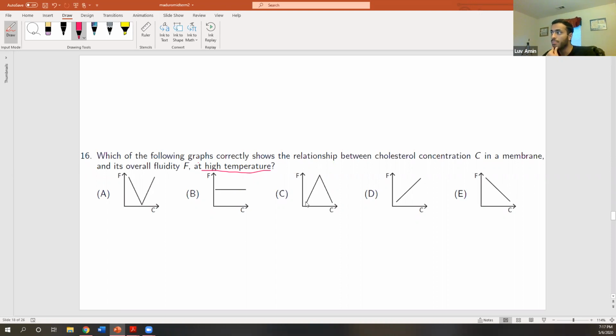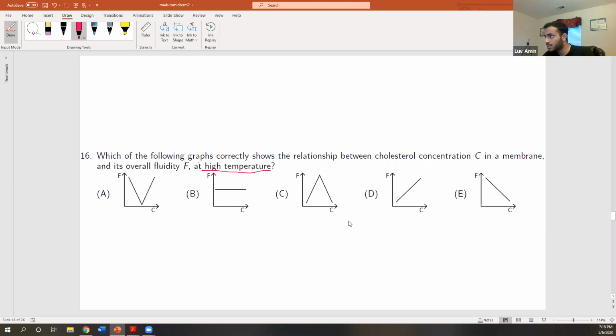So let's see what happens with cholesterol and fluidity. Well, a little bit of cholesterol or a moderate amount is good, right? It helps us keep fluidity in check, or keep us a little solid at high temperature, right? Because if we didn't have cholesterol, then our membrane would be too fluid and it would collapse. So a little bit of cholesterol helps us keep it more solid. However, the more cholesterol we add, the more solid our membrane becomes, right?